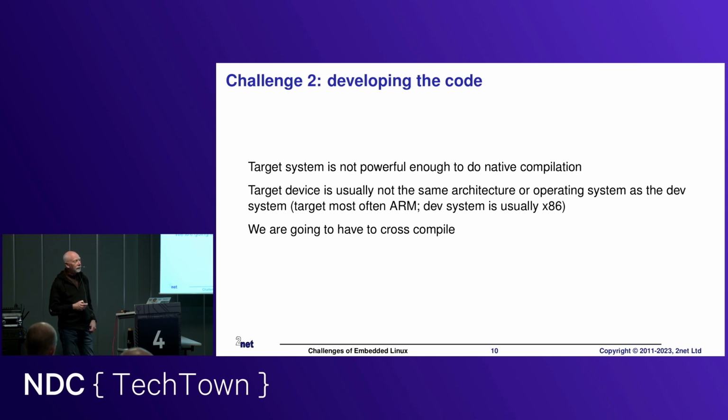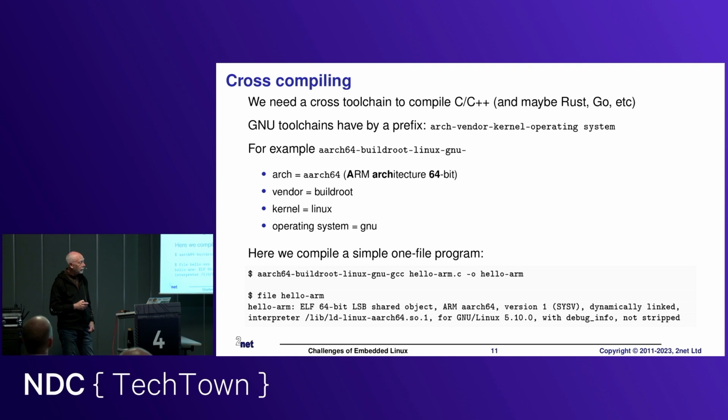Almost all embedded development involves cross-compiling on some development machine and then creating images that we can put onto our target machine. So cross-compiling. A quick single slide on cross-compiling. This is using GNU GCC. There are other compilers such as Clang, but I'm focusing on GNU because that's what most people use.